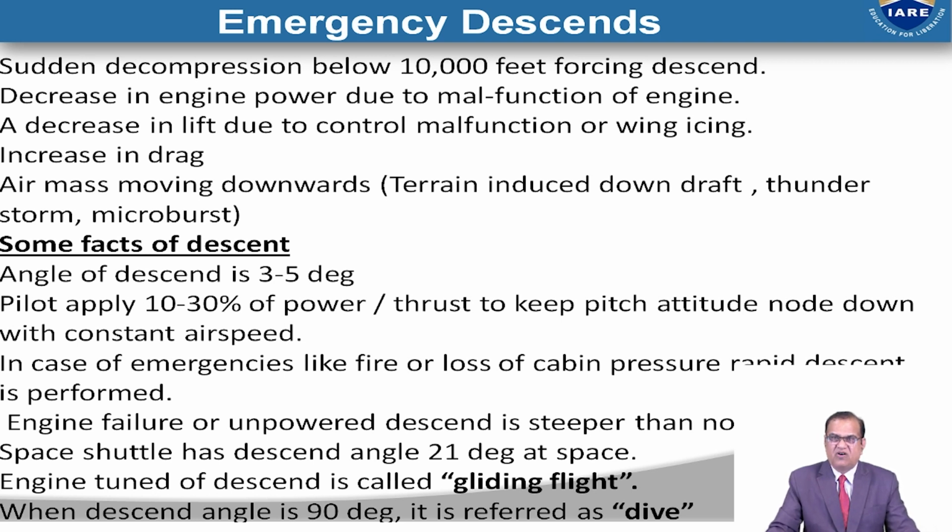Engine turned off descent is called gliding flight. When the descent angle is 90 degrees, it is referred to as a dive. So dive means it is flying and falling down at 90 degrees. It is called the dive. And if the engine is turned off, then we say that it is a glide flight.